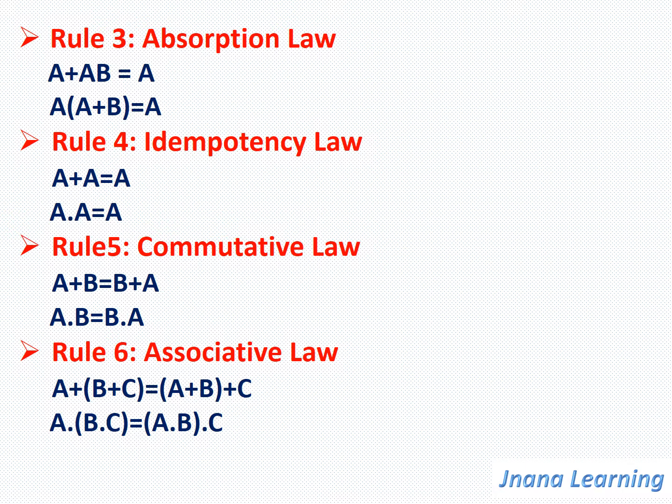And rule number 4, that is idempotency law. It states that a plus a is equal to a and a dot a is equal to a. Rule number 5, that is commutative law. It states that a plus b is equal to b plus a and a dot b is equal to b dot a. Rule number 6, that is associative law.